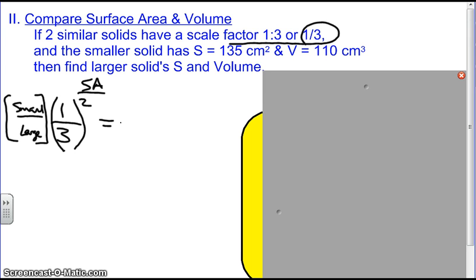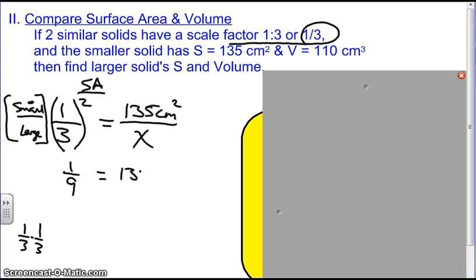And so let's take a look. Which do we know, the smaller or larger surface area? We know the smaller one, so we have to put that across from the top, right? Where we have the smaller piece of the ratio, 135 centimeters squared, and we don't know the larger one, so we leave that unknown. X is the larger solid's surface area, okay? What is 1/3 squared? 1/3 times 1/3, we practiced this yesterday, right? And that is 1 over 9. Good. Equals 135 centimeters squared over X.